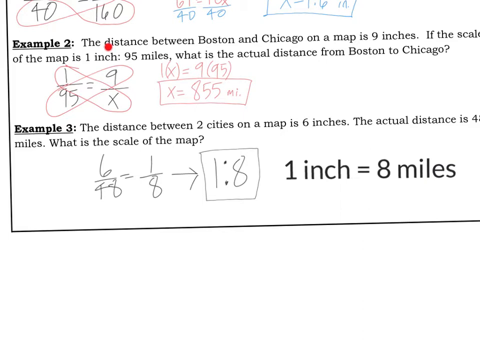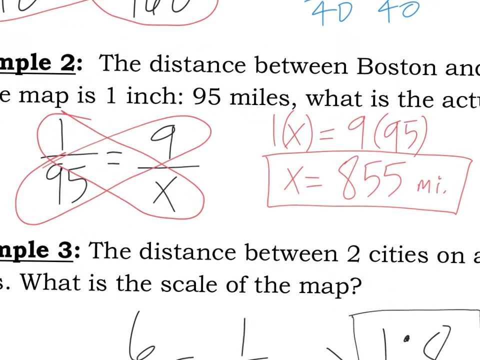So example 2 says the distance between Boston and Chicago on a map is 9 inches. If the scale of the map is 1 inch to 95 miles, what is the actual distance from Boston to Chicago? So our scale is 1 to 95, so I go 1 over 95, and inches is on top, miles is on bottom, so I'll equal it to 9 inches on top over x miles on bottom. Cross multiply and divide, you're just doing 95 times 9. If you divide it by 1, you get the same exact thing. So I just showed my work, just multiplying 95 times 9, and you get 855 miles.